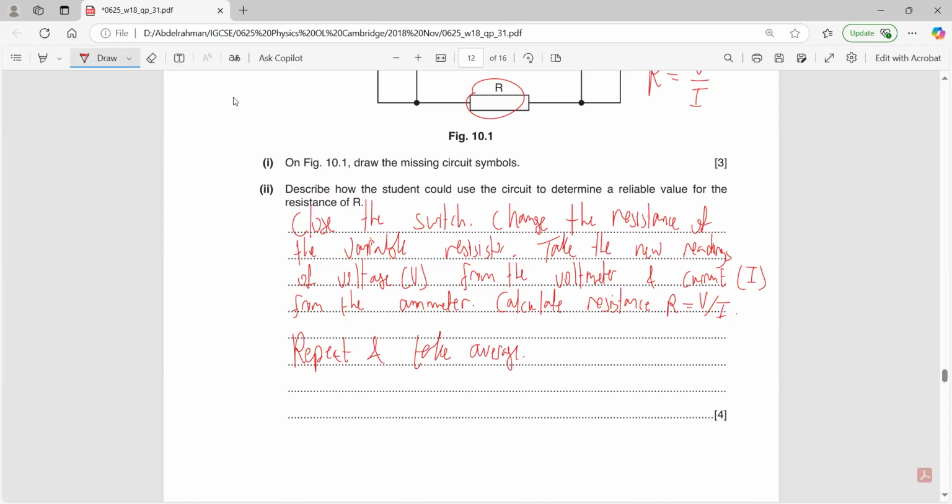That's it. You need to repeat. How should I repeat? Using different values of the variable resistor. The variable resistor will cause the potential difference across the resistor to change. It will cause the current in the wire to change, and therefore you will keep on repeating, and each time you will end up with the same value of this resistor. Why? Because if the voltage decreases the current will decrease, or if the voltage increases then the current will increase, and therefore you have the same value of resistance R.